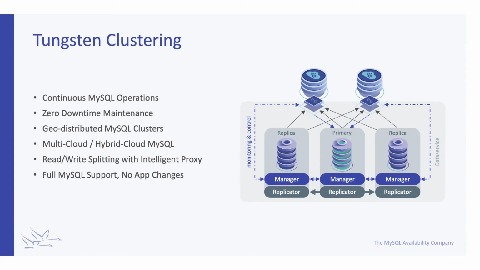We do provide a proxy. We call it the Tungsten connector, and it does full read-write splitting. You don't have to change your application to use it either. If your application already knows how to do read-write splitting, great, we can utilize it. But if not, that's fine too. We can intelligently do read-write splitting for you, and we can leverage those replicas that you've provisioned.